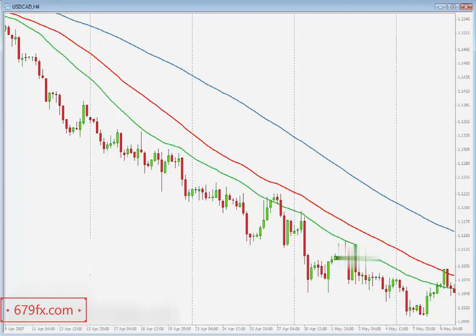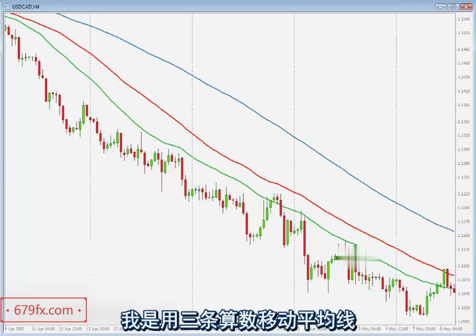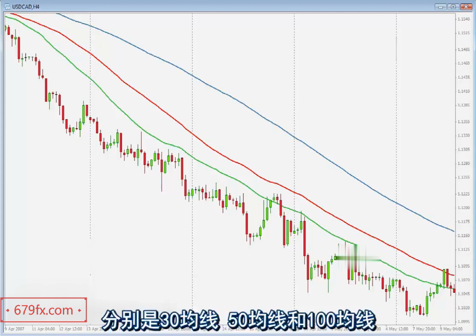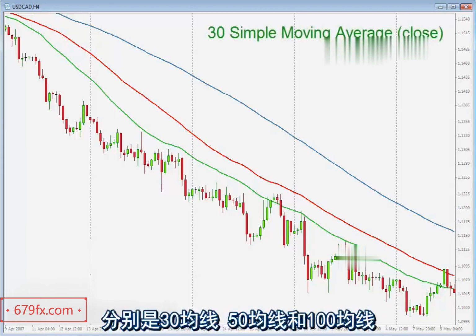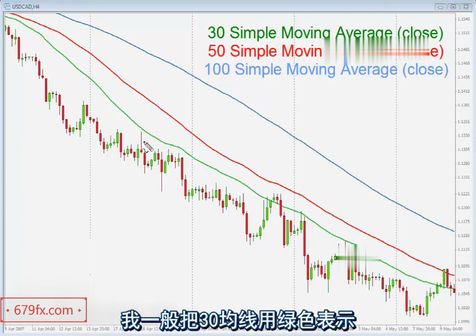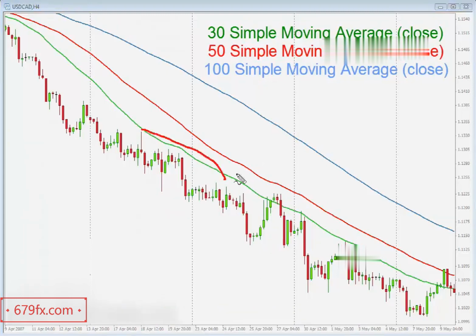Okay, I use three moving averages as far as spotting the trend. That's the 30 simple moving average of the close, the 50 simple moving average of the close, and the 100 simple moving average of the close. Okay, I usually plot the 30 in green, then the 50 in red, and the 100 in blue.